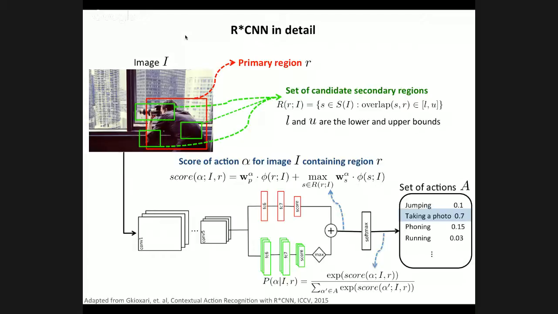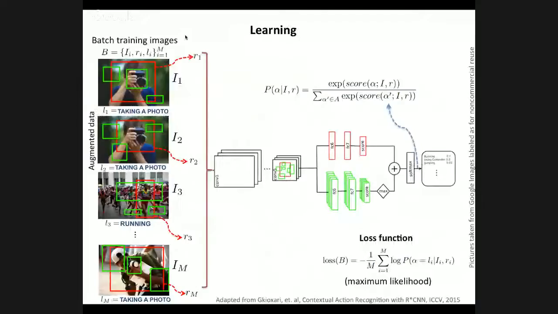We have 5 secondary regions, and let's suppose that we have another one here, and another one here. We can have many; there is a maximum. During training, for instance, we have one image, but we have different secondary regions.